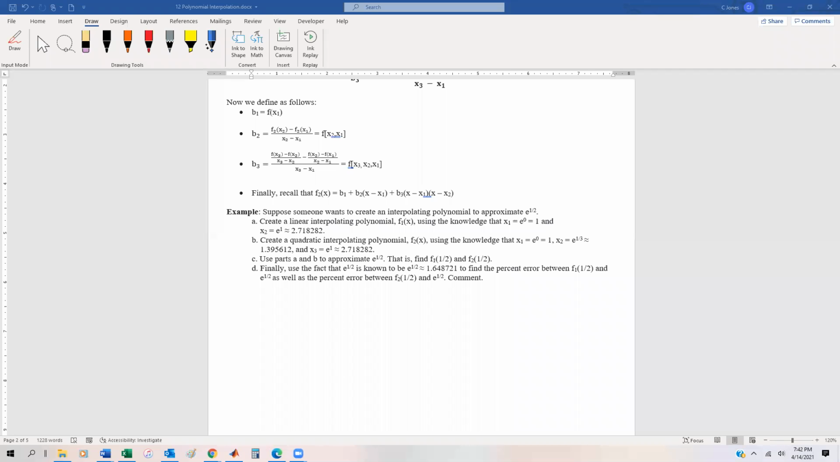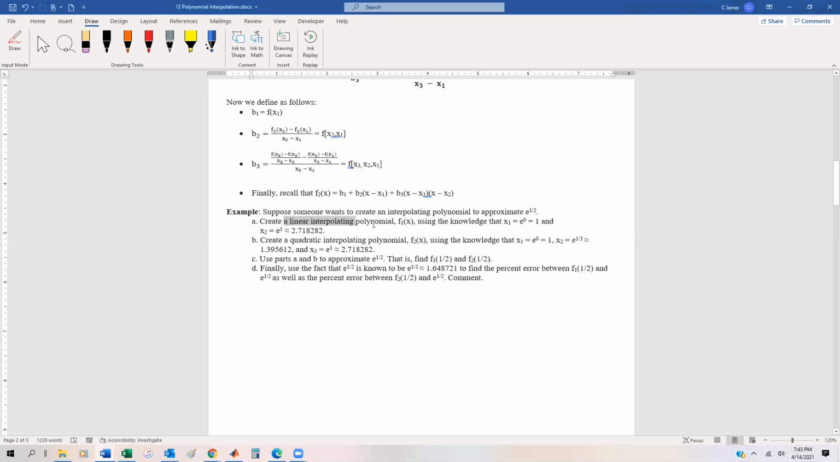Let's start off with a really basic example that we can all understand. Let's say for some reason somebody wants to create an interpolating polynomial to approximate e to the 1/2 power. Most people know that e to the 0 is 1. In fact, that's a pretty basic algebra property. And most of us probably have e to the first memorized as like 2.7182882, or we've plugged it into our calculators a lot and played with it.